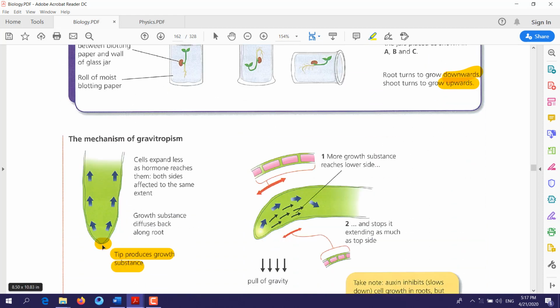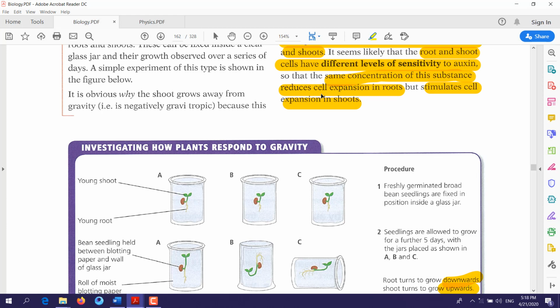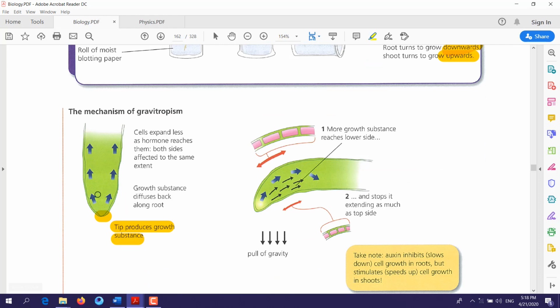So now what will happen? This tip will make auxin. Then this auxin, as you can see from the arrows, will diffuse back along the root. When this auxin goes through the roots, what will it do in the roots? We say the auxin will reduce cell expansion. So the cells will expand less.